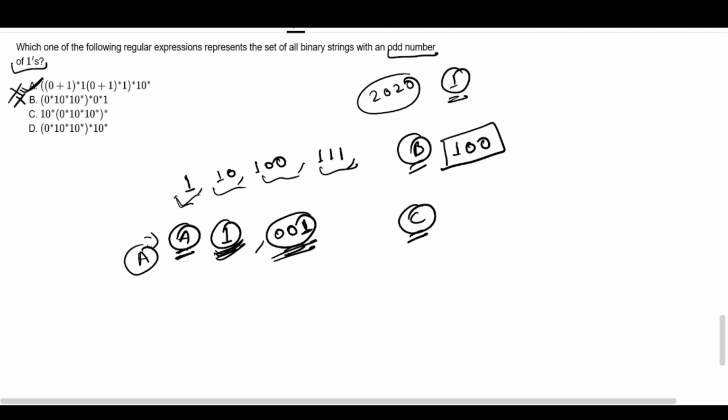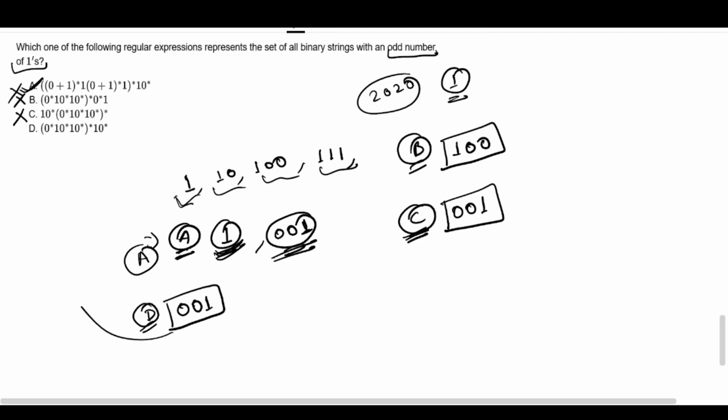Option C, again in a similar way, take small strings, but that small string should be valid. So if we choose the string 0 0 1, we find that this is not satisfied by C. Now only option D is left, but still check option D. When we put the string 0 0 1 in option D, this regular expression is also not satisfying it.